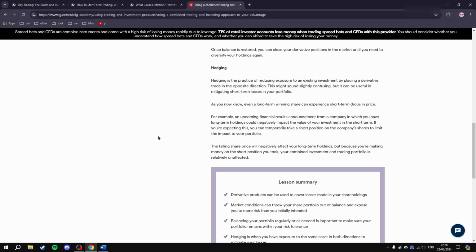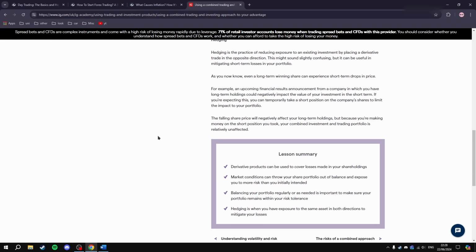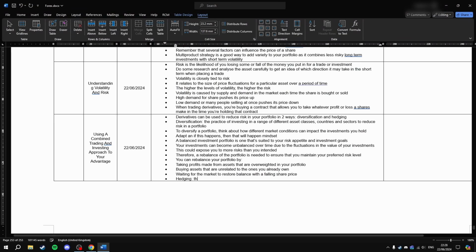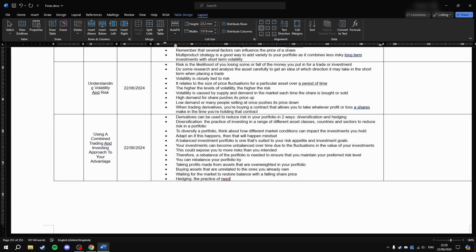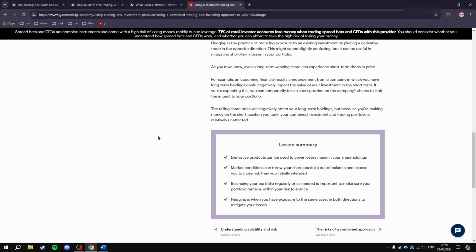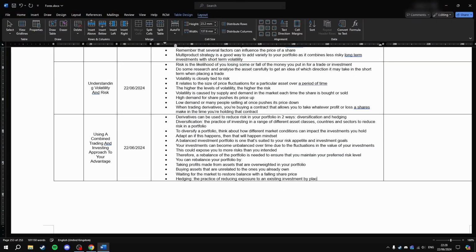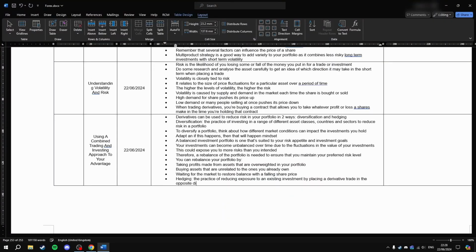Hedging. Hedging is the practice of reducing exposure to an existing investment by placing a derivative trade in the opposite direction. Oh, I think what I was talking about is hedging then.